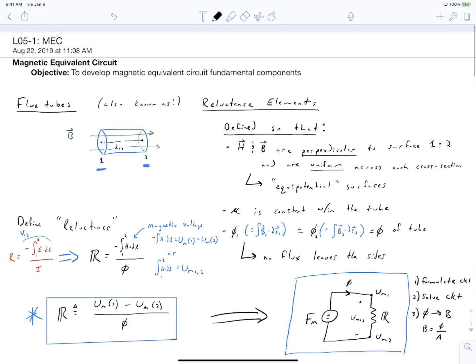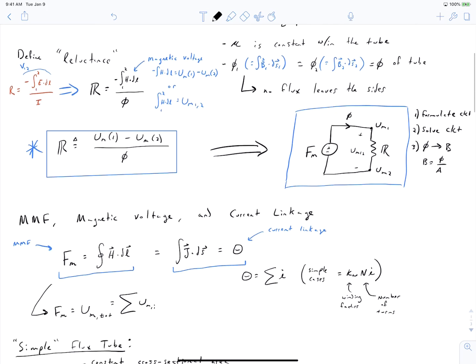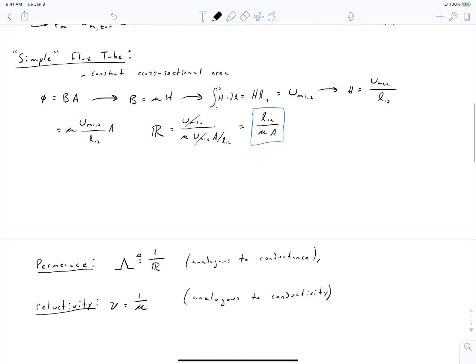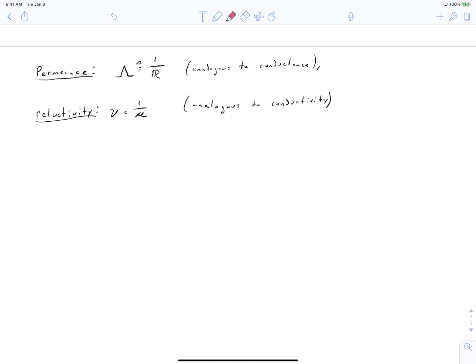Okay, so that concludes this video. In summary, we've developed the fundamental components of magnetic equivalent circuits. We focused on flux tubes or reluctance elements, and then we've developed the notion of MMF, magnetic voltage, and current linkage, and shown how this relates to a magnetic equivalent circuit. And we've talked about how these flux tubes can be simplified by assuming a constant cross-sectional area, which then results in a calculation very similar to the resistance for a tube of conductive material. And finally, we've defined permeance and reluctivity.